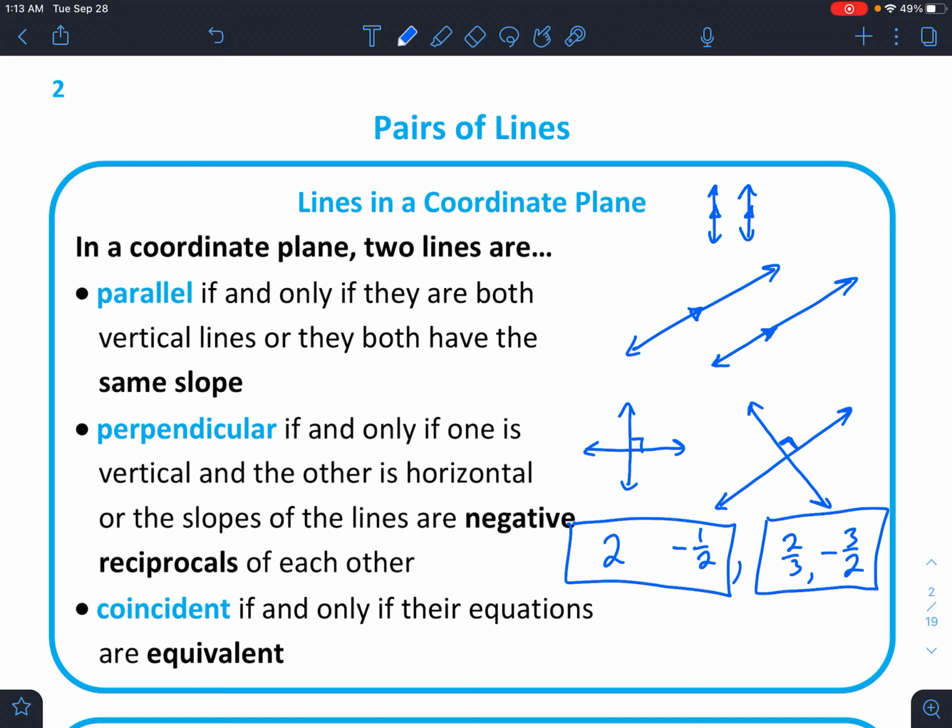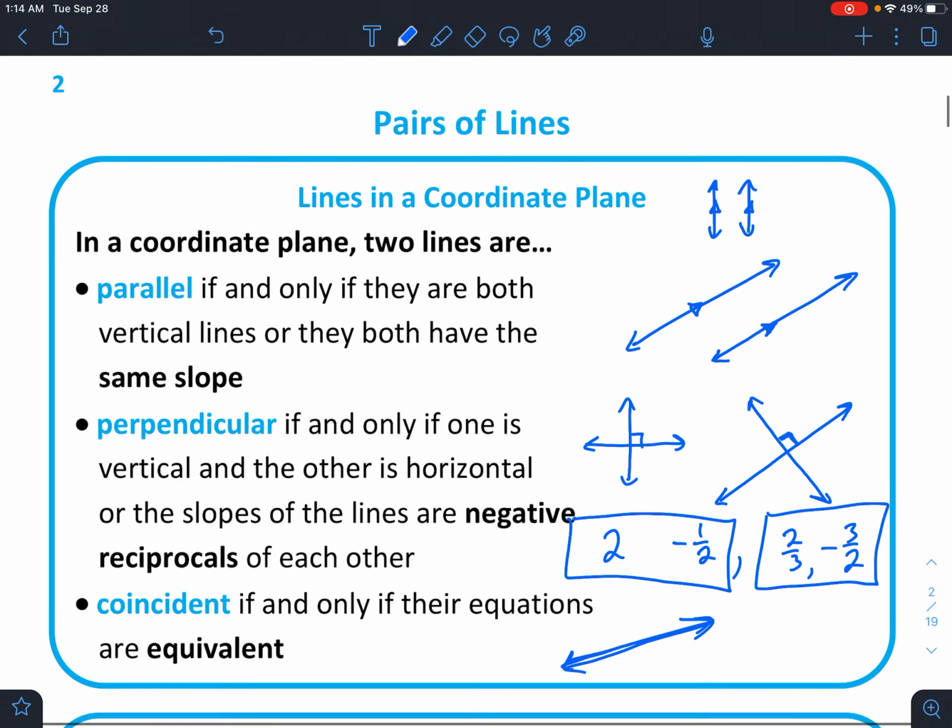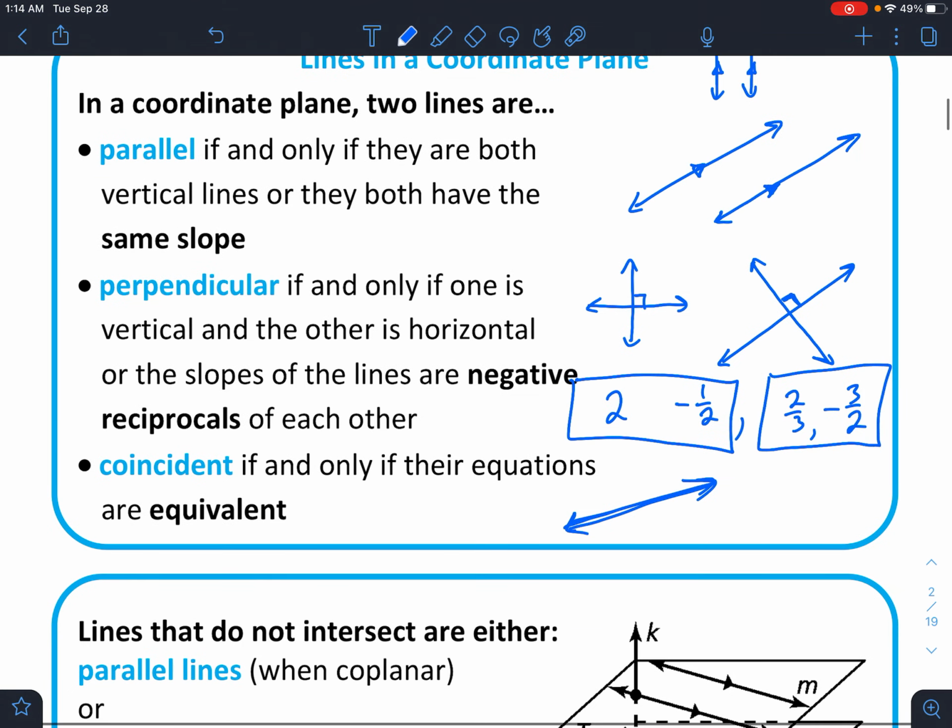Okay, now there's another relationship called coincident, if and only if their equations are equivalent. And essentially that means the two lines are right on top of each other, really that they're the same line. You might think, oh, well, of course you can tell right away if they're coincident, but sometimes they might just look like they're different, but when you actually graph them, they end up being the same because they're just in a slightly different format.